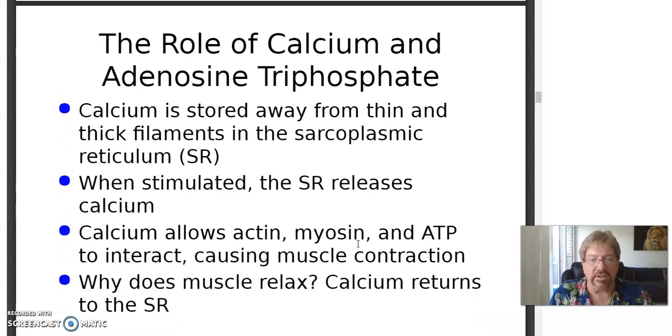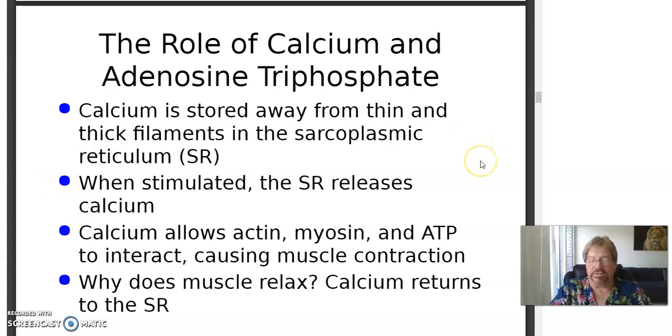Now, surprisingly, calcium is what makes all this happen, the mineral calcium. The role of calcium and ATP. Calcium is stored away from thin and thick filaments in the sarcoplasmic reticulum. When stimulated, the SR releases the calcium. Calcium allows actin, myosin, and ATP, the energy, adenosine, to interact, causing muscle contraction. Why do muscles relax? Because calcium returns to the sarcoplasmic reticulum. Calcium is the key to the whole thing, guys. It's like a key fitting in a lock. When the calcium ions go in there, it allows this actin and myosin to interact.